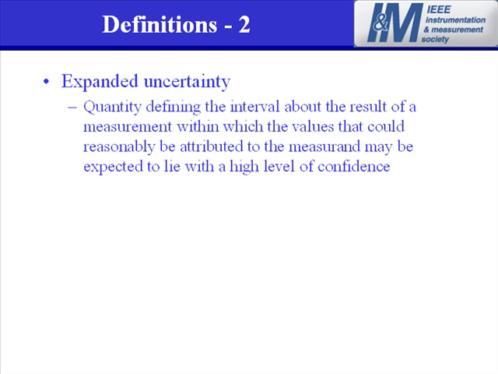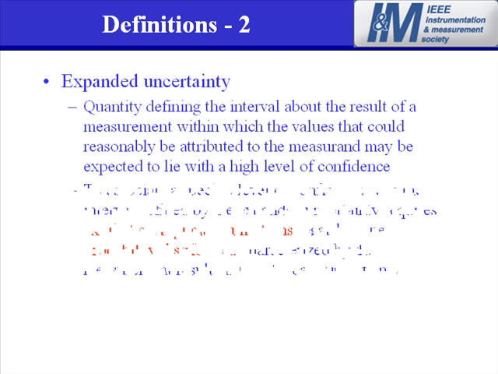Let's go on with our definitions, and let's see that we refer to the expanded uncertainty whenever we want to refer to a quantity that defines the interval about the result of a measurement within which the values that could reasonably be attributed to the measurand may be expected to lie with a high level of confidence. Well, of course, we have to state how high this level should be according to the requirements of the specific application we are dealing with. But once we know the desired level of confidence, then we still have a problem in defining the correct interval to this level.